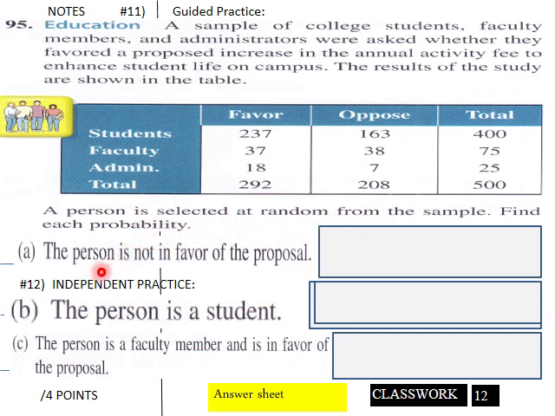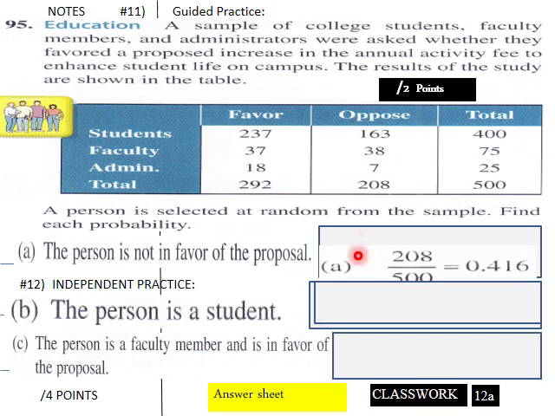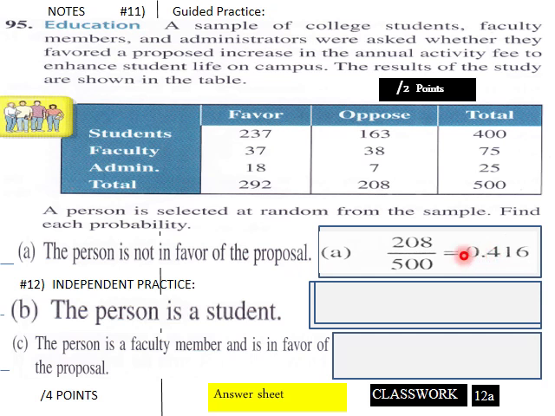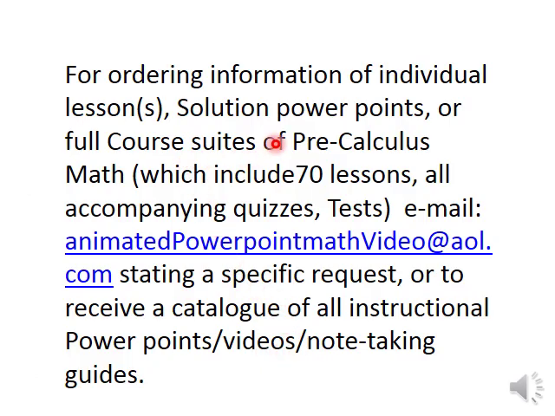Find each probability. A: the person is not in favor of the proposal, so oppose here. So how many have we got in opposition? It would be 208. To find that, you would just divide 500 into 208 and you come up with this percentage here for A. And then this is your students down here, and the person is a faculty member and is in favor of the proposal. So that is yours. And that is 8.6.